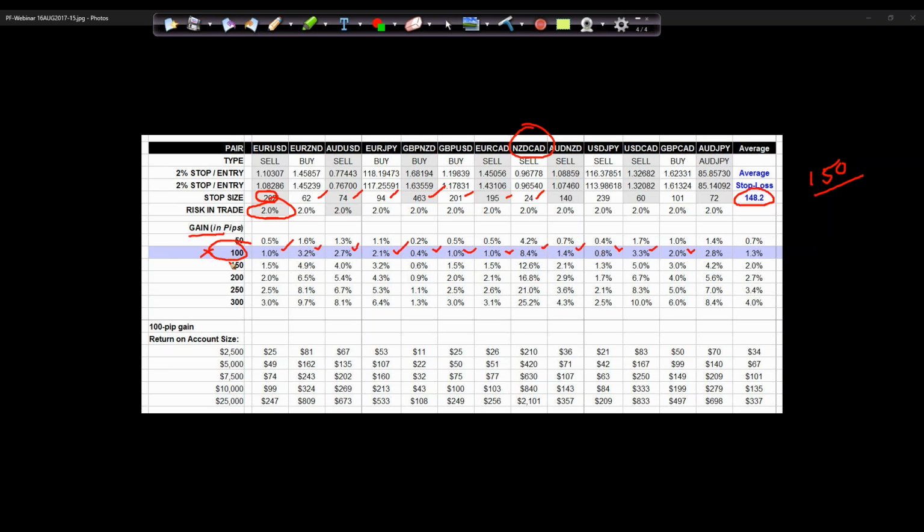You'll notice that in these cases, the guy with the 24 pip stop loss, which was an anomaly out of all 13, but the guy with the 24 pip stop loss who risked no more than 2% of his account in the trade, same risk every one of these other guys would have had in their trades in these various pairs. When he made 100 pips, he made 8.4% return. The guy that had the 202 pip stop loss, he made 1%. So you can see right away, there's a big difference. When I have a tight stop, my percentage return goes way up.